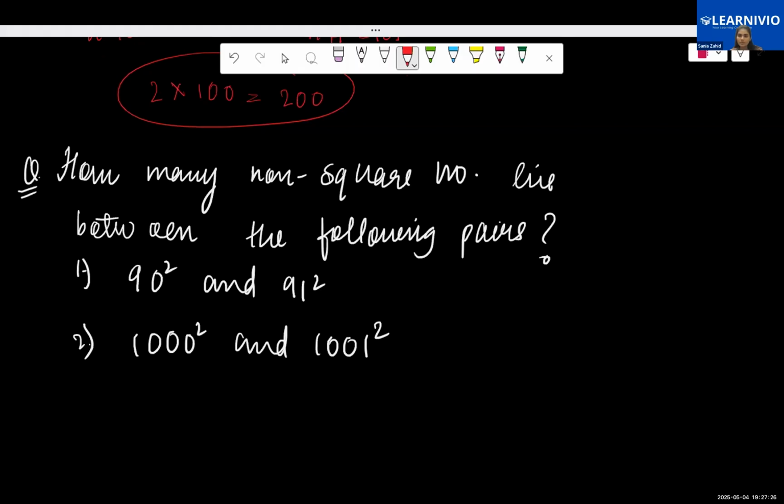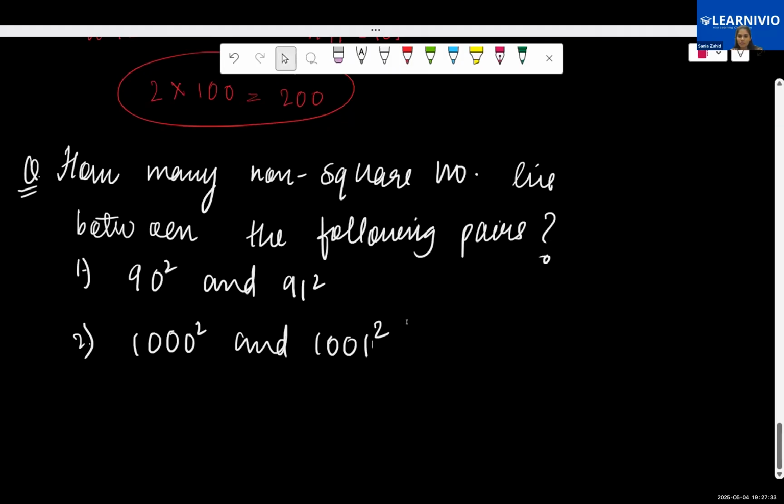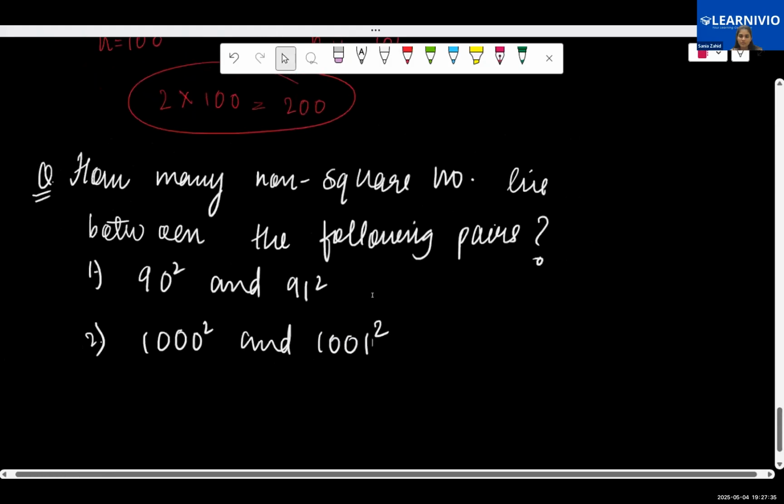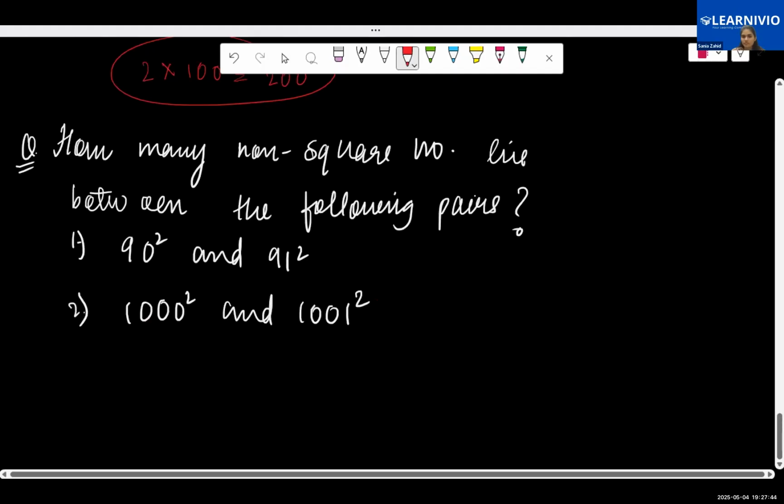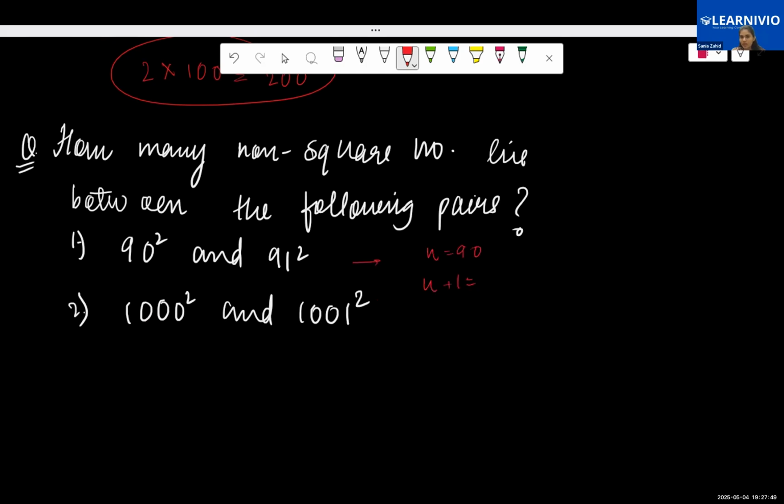Are you able to do this? Yes, ma'am. Yes, tell me the answer for the first one. Ma'am, 180. Okay, first tell me what is n, then what is n plus 1? Ma'am, 90 is n and 91 is n plus 1. Okay, so how many non-square numbers lie between 90 square and 91 square? 2n. So 2n is 2 into 90. That gives you 180. Correct answer.